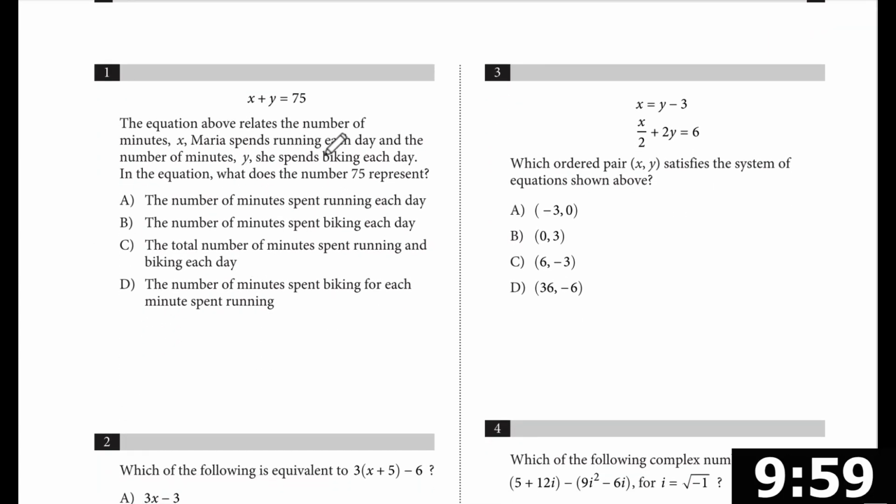The equation above relates the number of minutes x Maria spends running each day and the number of minutes y she spends biking each day. In the equation, what does the number 75 represent? They both combine the minutes, so it should be the total number of minutes.